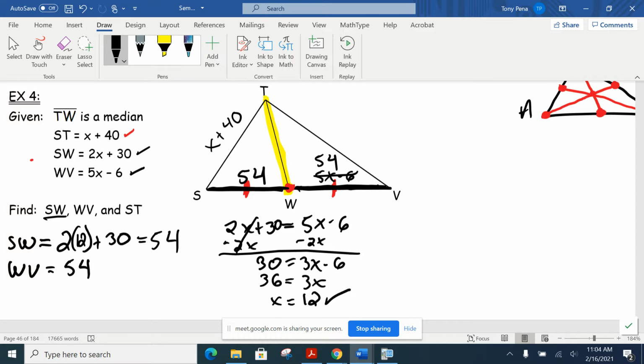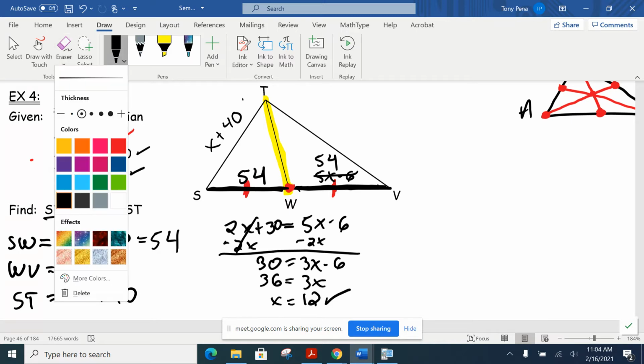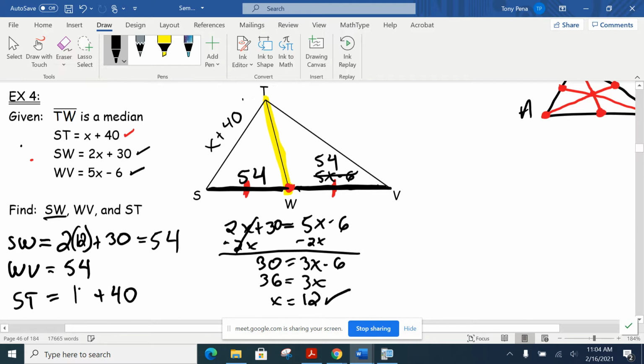The last missing piece is ST. ST is x plus 40. Instead of using the x plus 40, I can now get rid of the x and replace it with what we had found x to equal, which is 12. And that is 52.